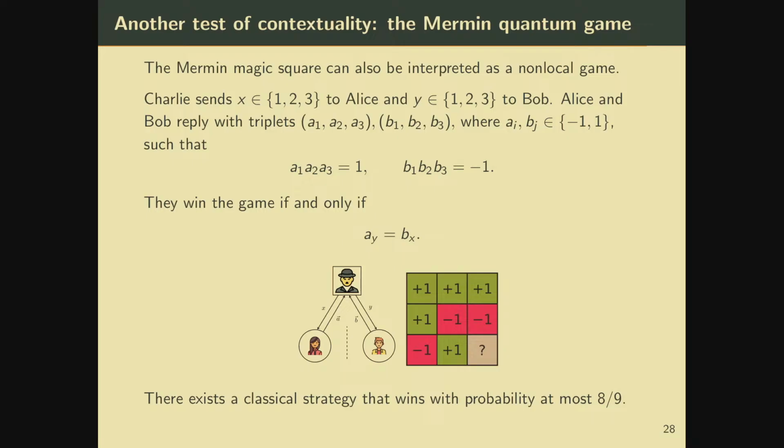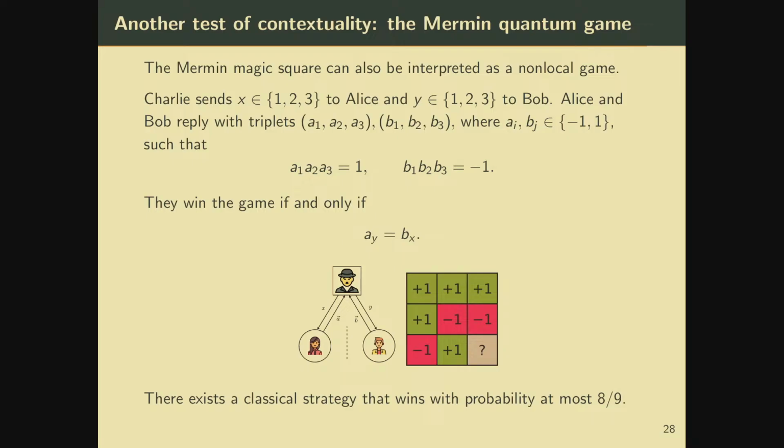the value that Bob will choose for Bx and the value that Alice will choose for Ay is what will allow them to win. So they need to guess what y and what x are, which they don't know by construction of the game. There is a classical strategy that allows you to win this game with a probability of 8/9.